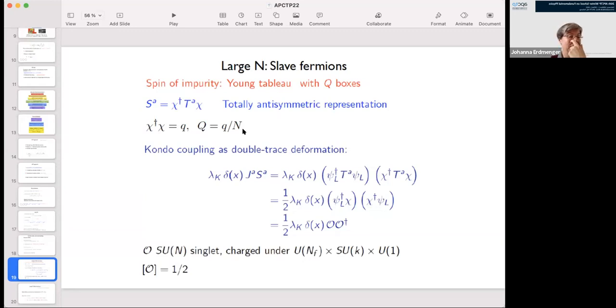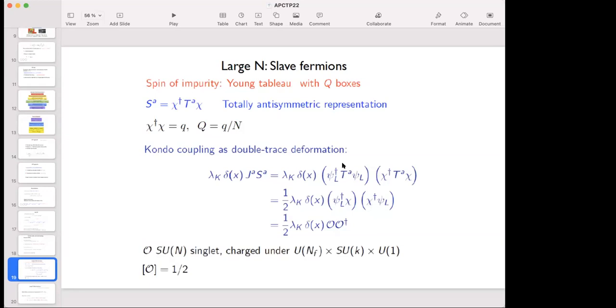So the number of boxes is little q divided by N. Okay, so now what's the advantage of this? Well, the advantage is that if we take N to be very large, then we can write our Kondo coupling as a so-called double trace deformation. It's a bit misleading because here the fields are in the fundamental representation of the group, so there's no trace. So then also there's no double trace. But what this means is that we get two contributions that are separately invariant.